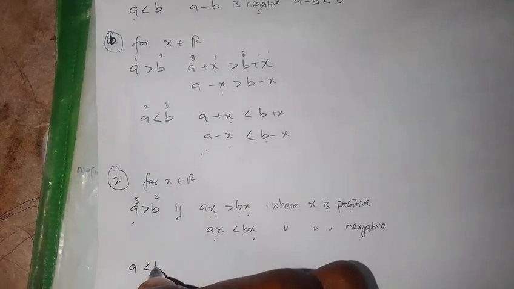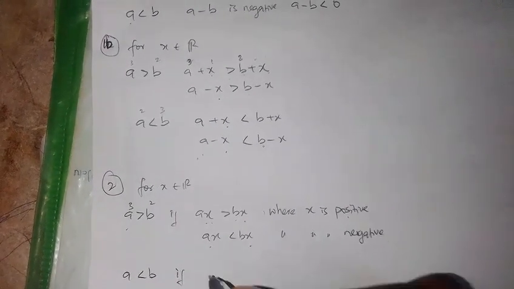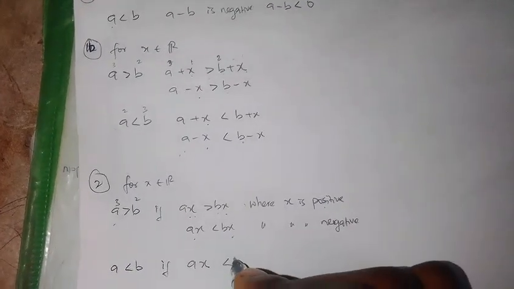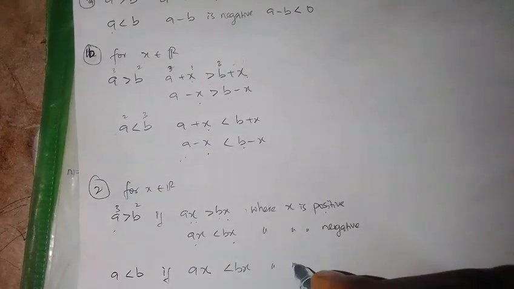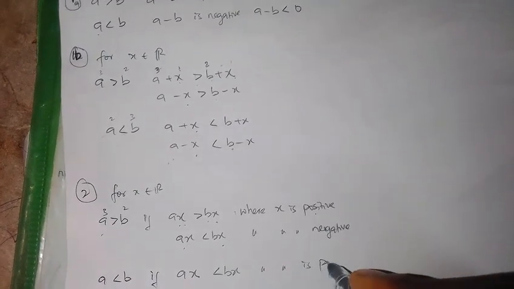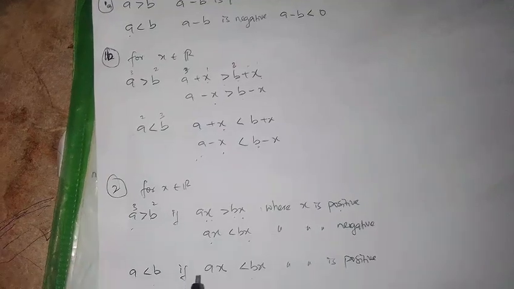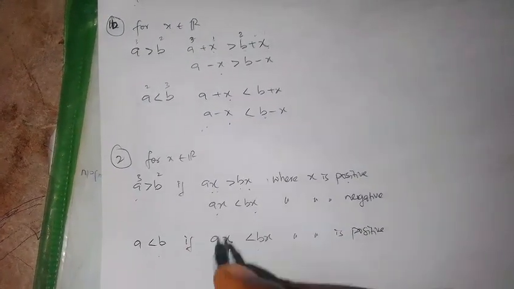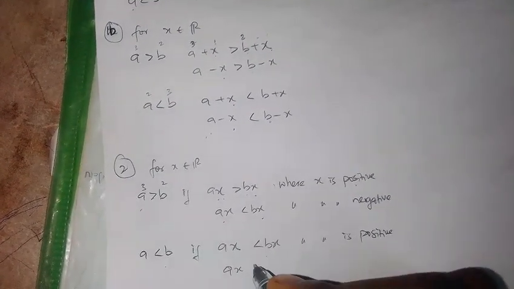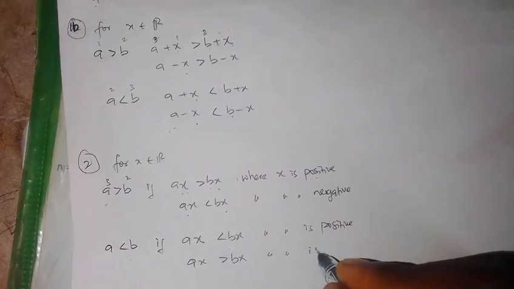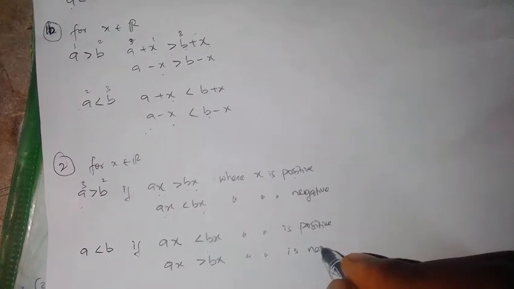Also, if A is less than B, it implies that AX will be less than BX, where my X is positive in this case. So this rule will follow this rule, when applied directly. And then also AX will be greater than BX, where my X is negative.